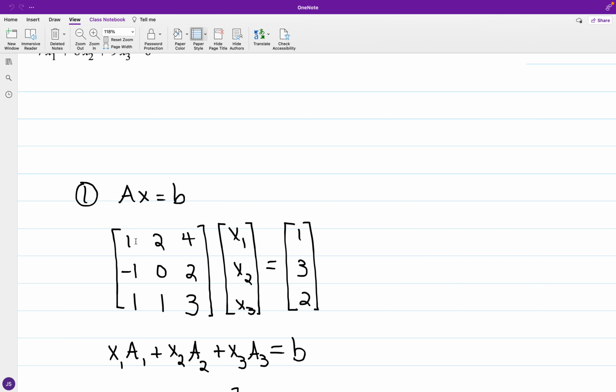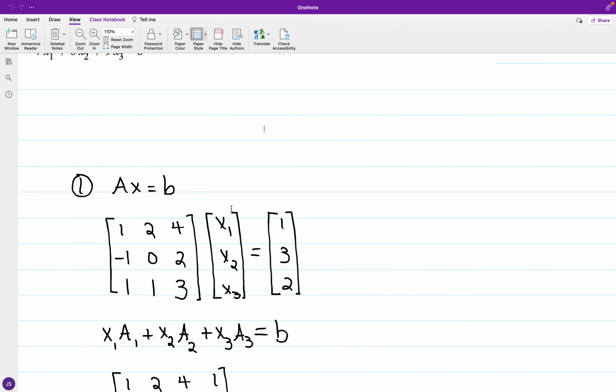For the coefficients of the x1 terms, going equation by equation, you have 1, -1, and 1. Again, we did not have an x2 term in the second equation. For the x2 coefficients, we have 2, 0, 1. For the x3 term coefficients, we have 4, 2, and 3. And again, we have the general matrix setup for x: a 3 by 1 matrix consisting of x1, x2, and x3. And for B, we have the 3 by 1 combination where we have 1, 3, and 2.